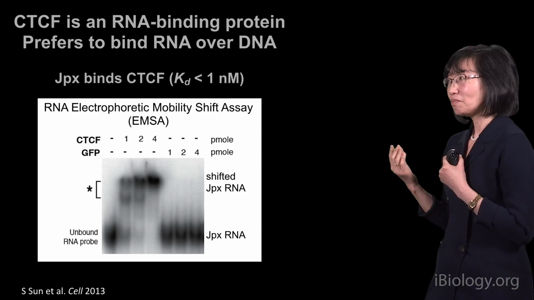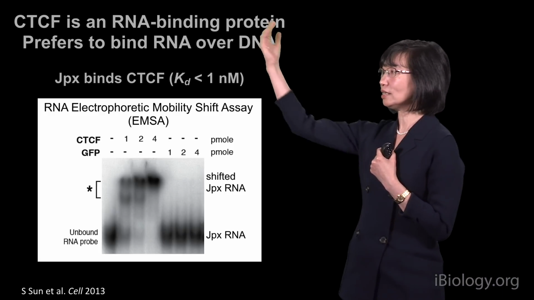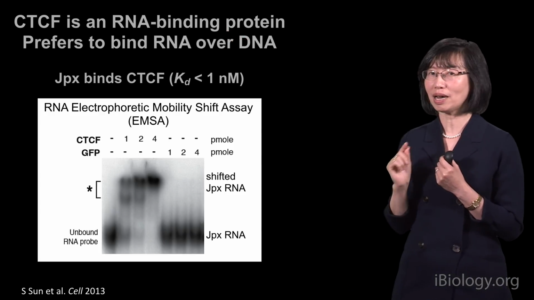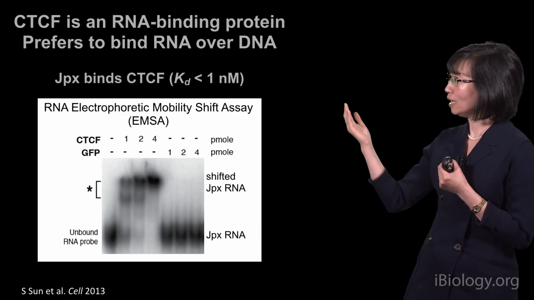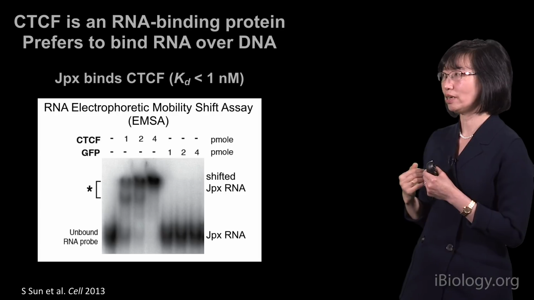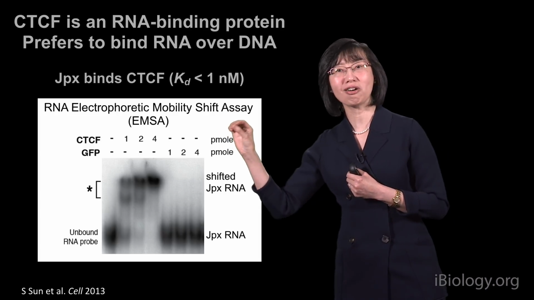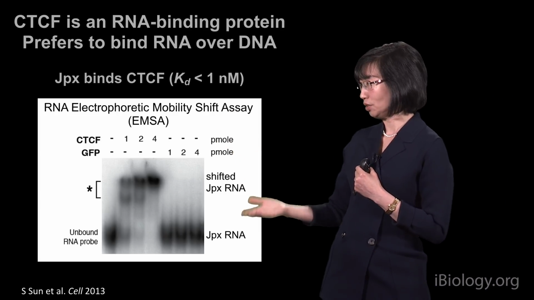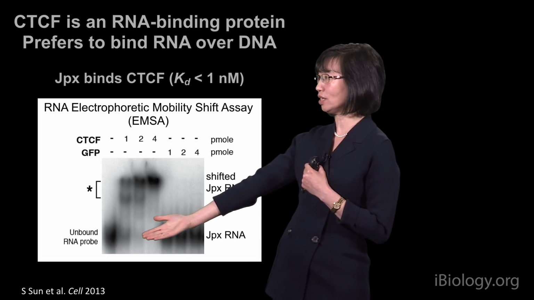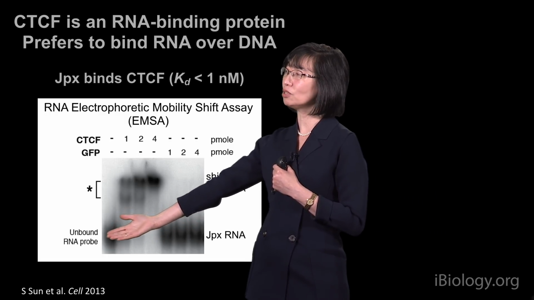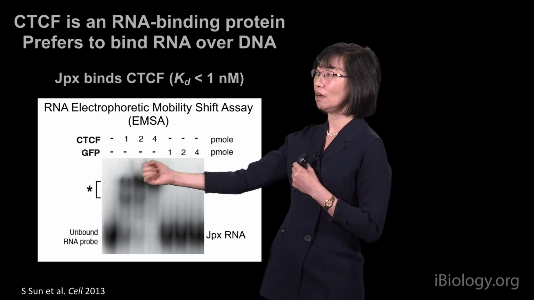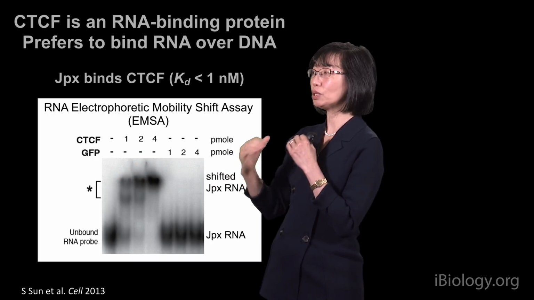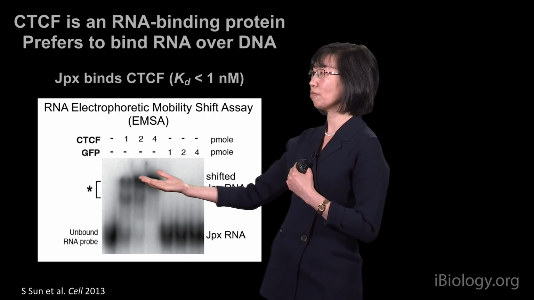So indeed, we learned that CTCF is an RNA-binding protein. It was not previously known to bind RNA. But in this context, it is a very good RNA-binding protein. In fact, it prefers to bind RNA over DNA. So you can see from the same sort of gel shift analysis here, except that this time we're using Jpx RNA, and you see that very robust shift indicating a high affinity binding between the RNA and CTCF protein.